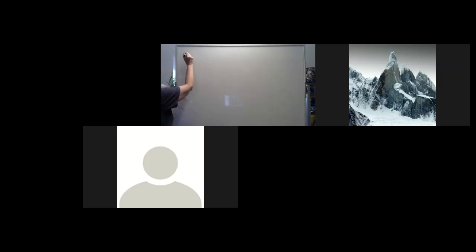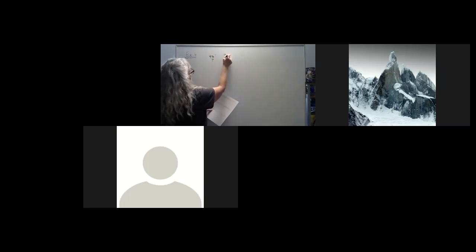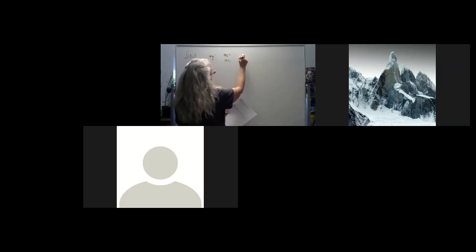So example 6 says, how many liters of a 40% solution must be mixed with 10 liters of a 70% solution to get 50%? Okay, so we've got a 40% solution. We don't know how much of it. We're going to mix that with a 70% solution, and we need 10 liters of that. And we're going to get a 50% solution at the end.